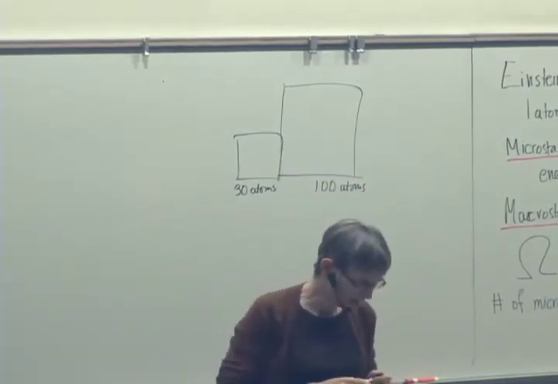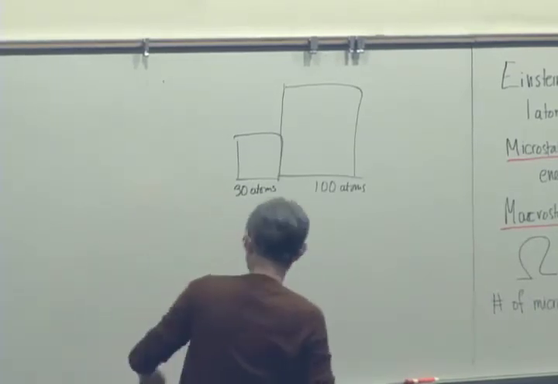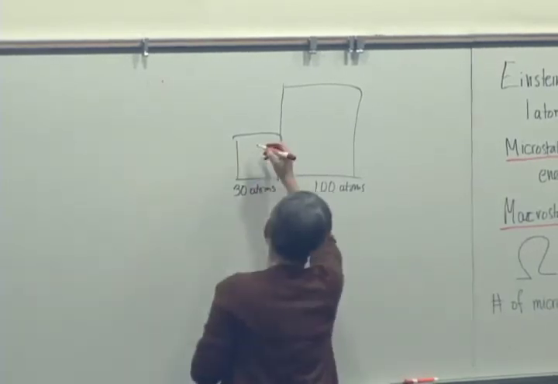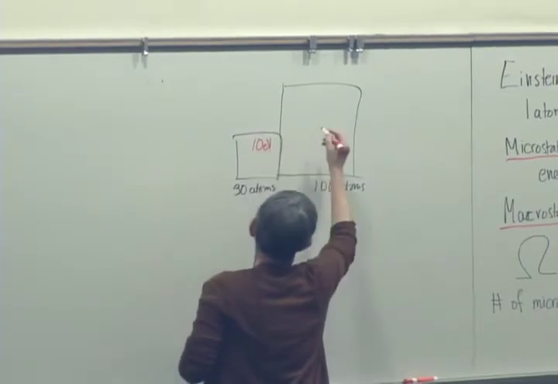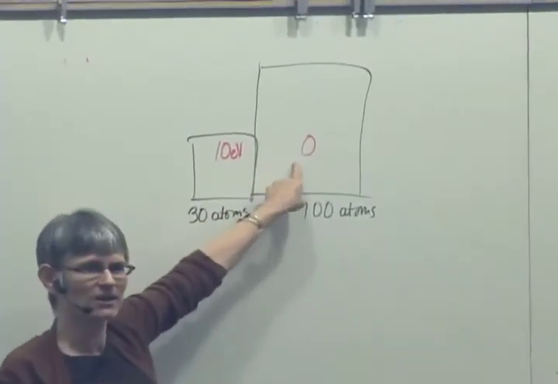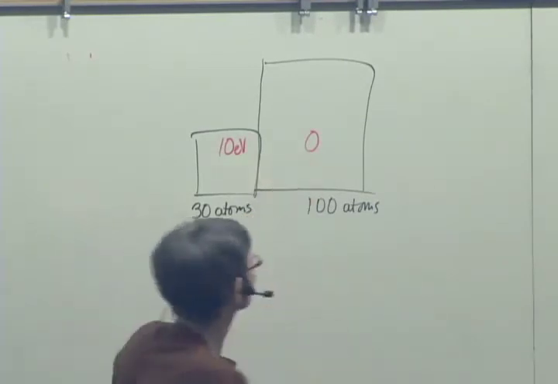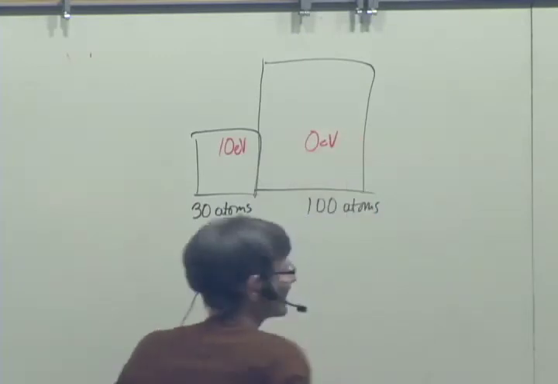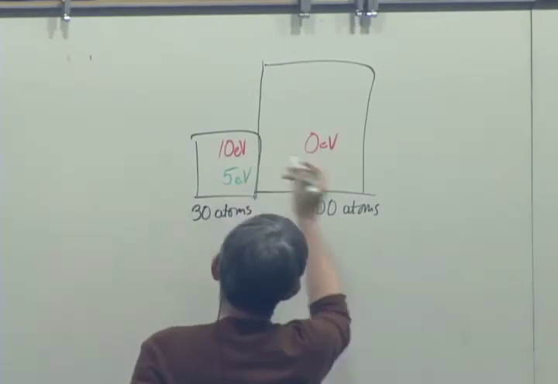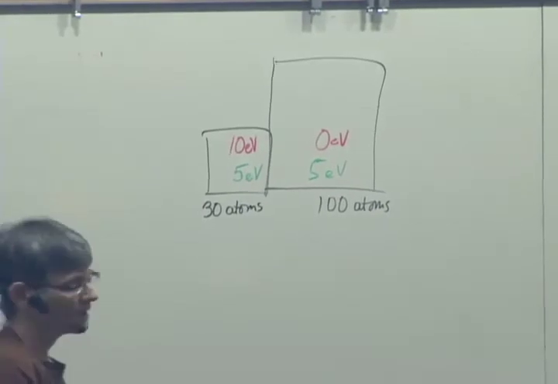And suppose we had 10 electron volts of energy that we were going to add to this system. So what would you expect to see? You put it in and you wait, would you expect to see 10 electron volts of energy above the ground state in the small one and 0 in the big one? Probably not, huh? So would you expect to see 5 eV of energy here and 5 eV here? Probably not.